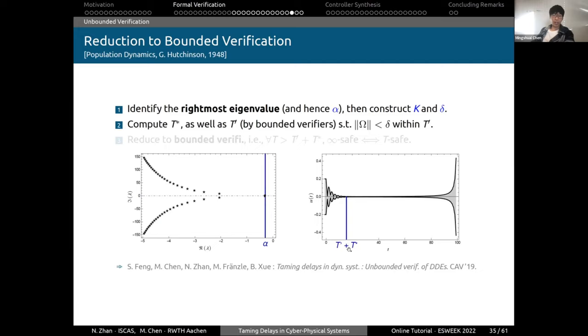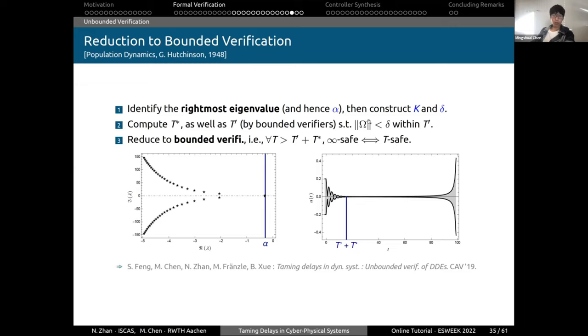Now by adding up T prime and T star, we know that anything happening after this time instant is no longer of interest. Just to clarify things, starting from time zero, after T prime amount of time, we enter this delta region. And starting from this delta region, after T star units of time, we will enter the safe region. So that's why we reduce the problem to a bounded verification. And similarly, for any time larger than this time instant, infinite safety is equivalent to bounded safety.